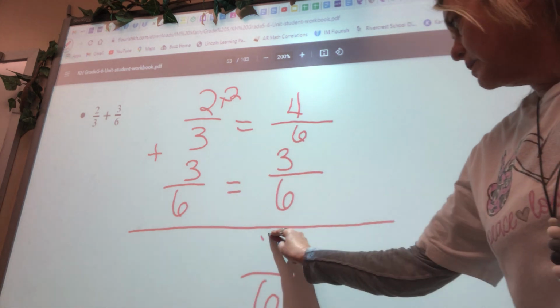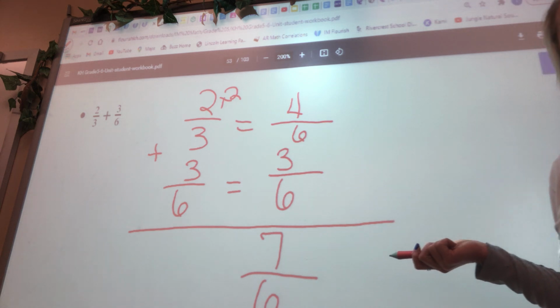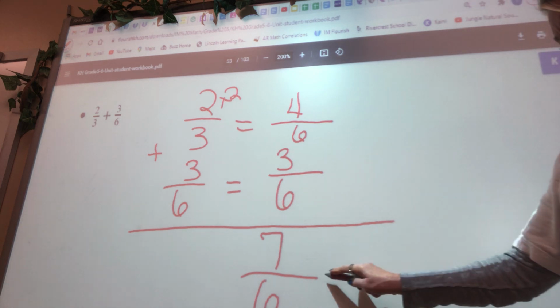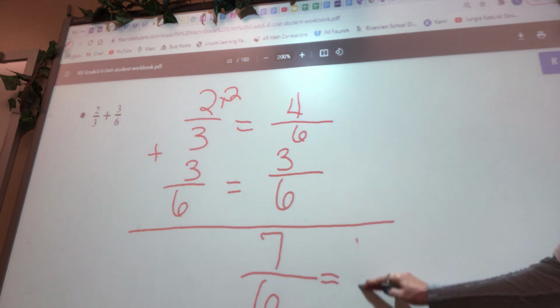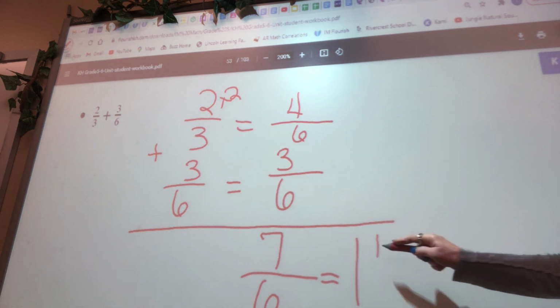7. I don't see that on ACT Aspire. What am I looking for? Okay, 6 goes into 7. How many whole times? 1. How many left over? 1. 1 what? 6.